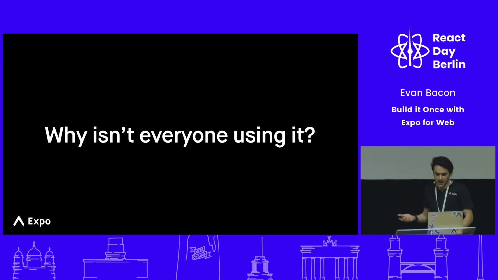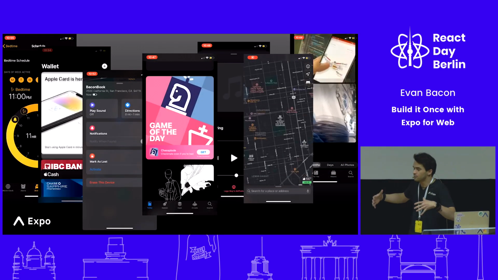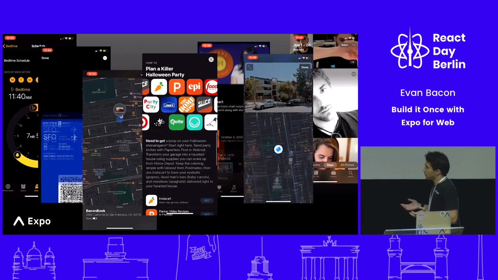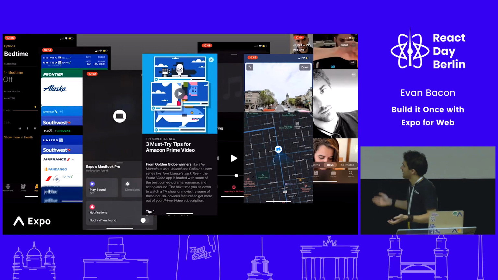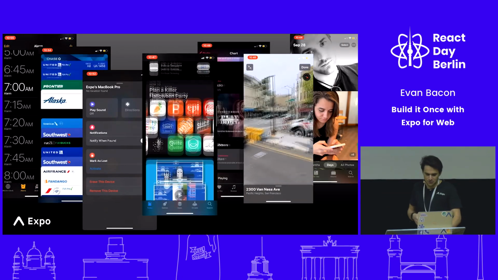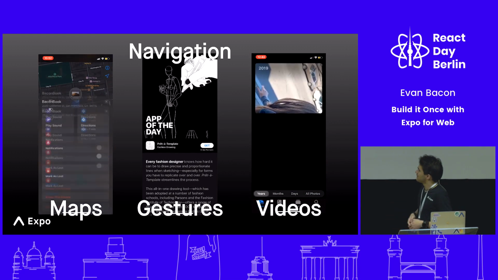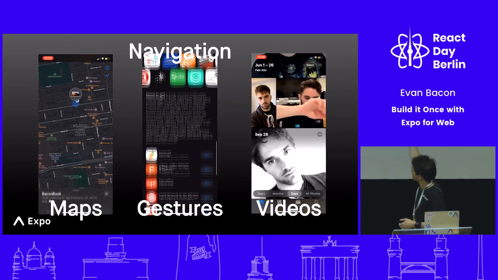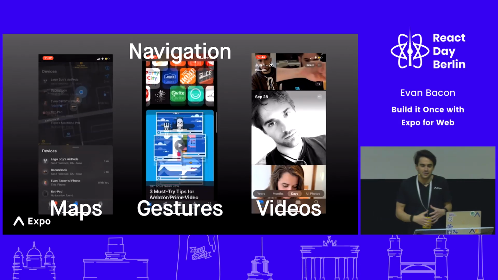And to understand why people don't use it, I think we should understand the problems with React Native as a whole. So all these are iOS 13 apps, right? And they're all very complicated, and they all share a common trait, and that is that you can't really build any of these with React Native on its own, because React Native doesn't provide things like maps and gestures, navigation, videos, which are all very critical elements to a lot of very important apps.